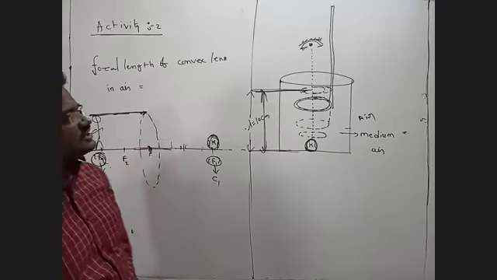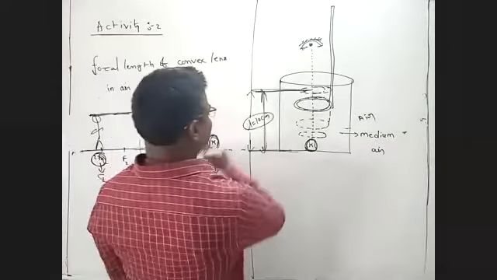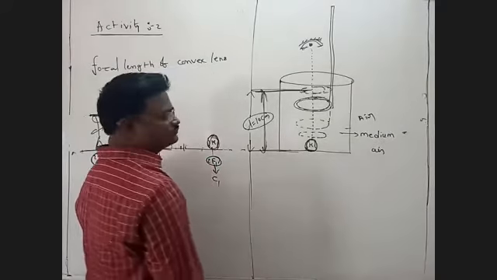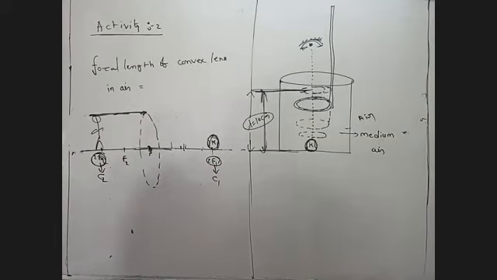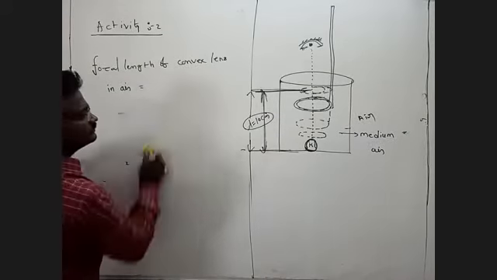Then this is the focal length. We are saying that this one length is the focal length. That is 10 centimeter. Suppose in the second experiment, this is A.